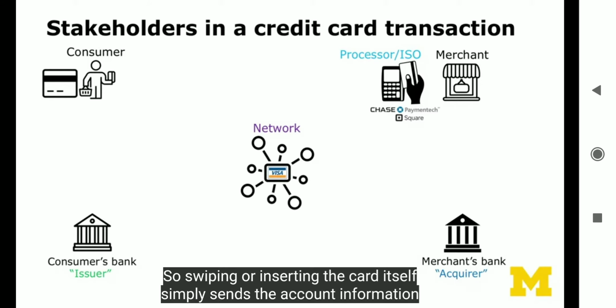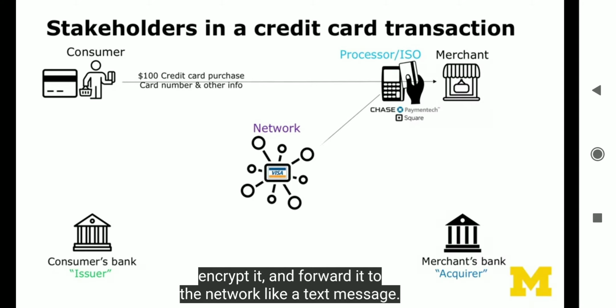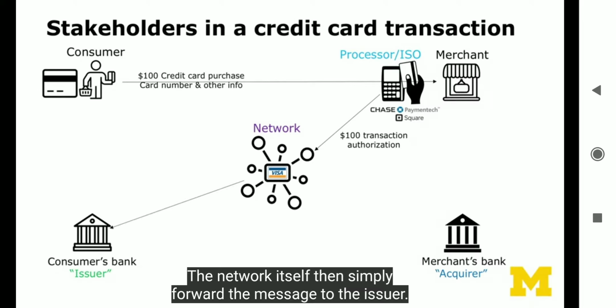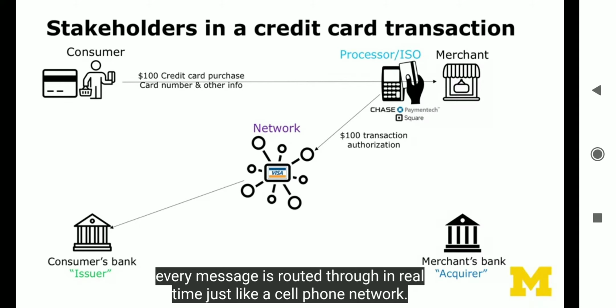So, swiping or inserting the card simply sends the account information, combined with the payment amount information, and the processor's hardware and software encrypt it and forward it to the network like a text message. The network itself then simply forwards the message to the issuer. Different than an ACH network, there's no batch processing here, and every message is routed through in real time, just like a cell phone network.